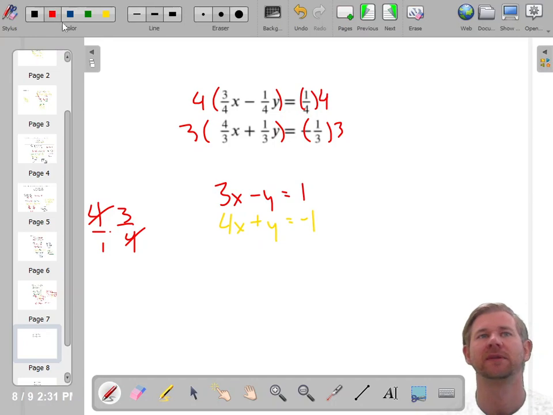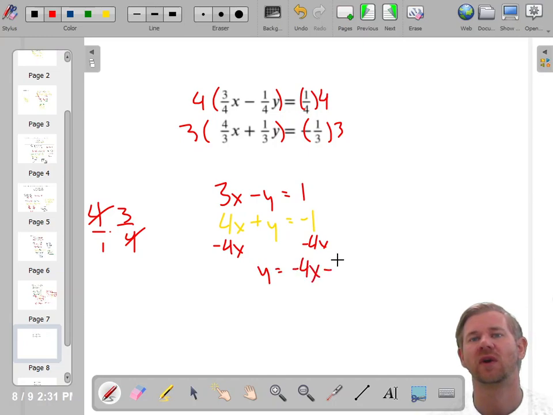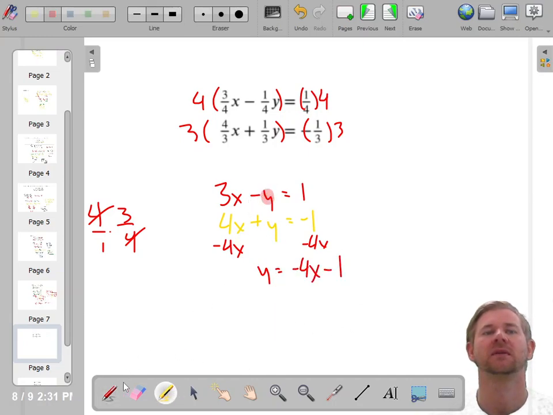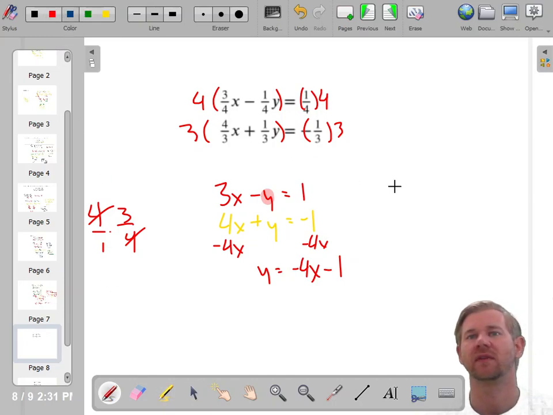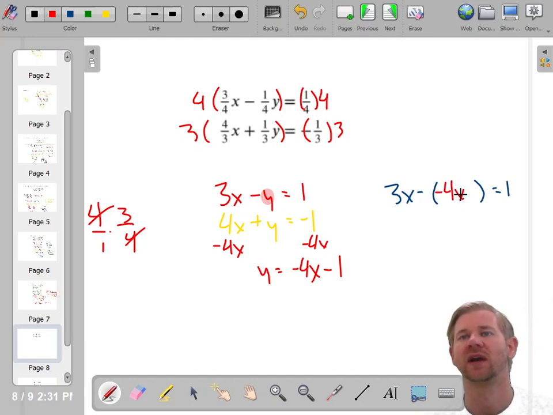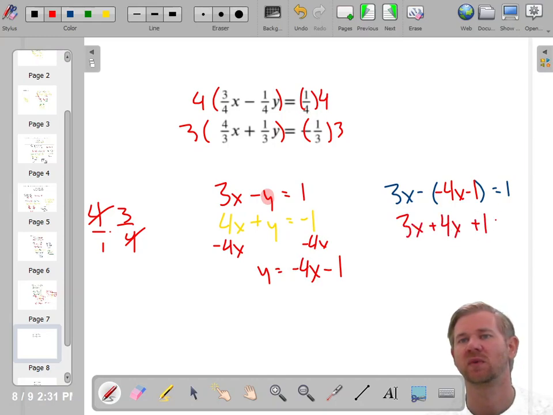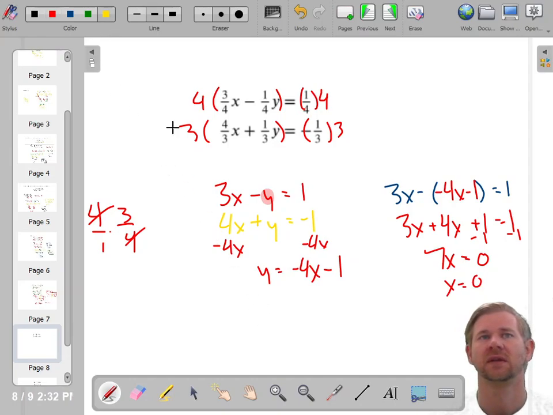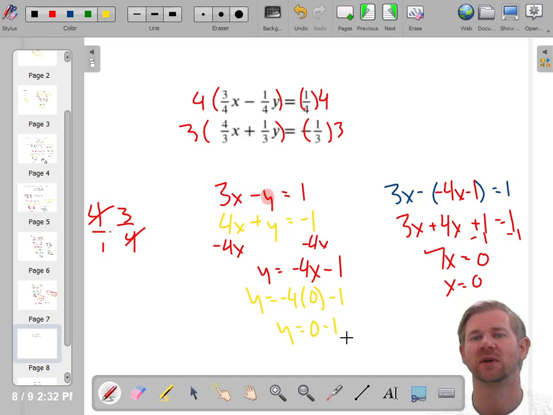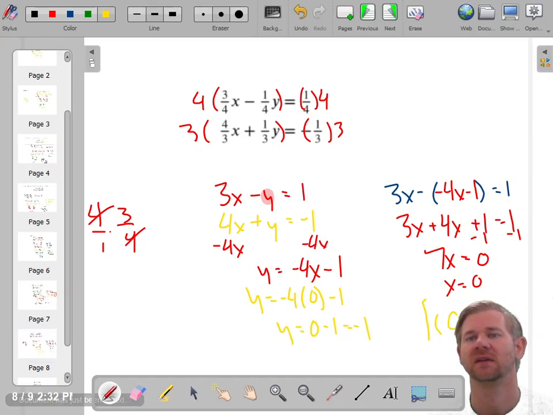I could probably just subtract 4x in this one. So y equals -4x minus 1, and now I'll do a substitution right there. So I have 3x minus, instead of y, I'm writing -4x minus 1. You do need to be careful with the minus signs. Plus 4x plus 1 equals 1. 7x equals 0. Uh-oh, I got 0 again. x equals 0. And then when I plug in 0 into my other equation, I get 0 minus 1, which is -1. So this is 0, -1.